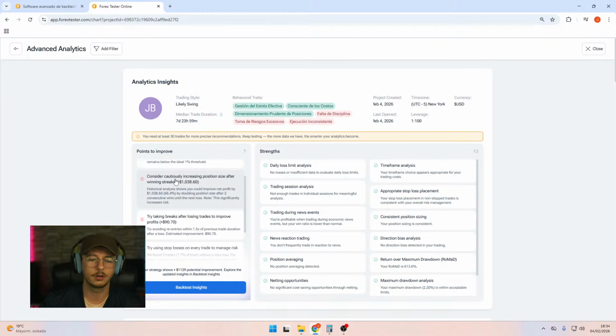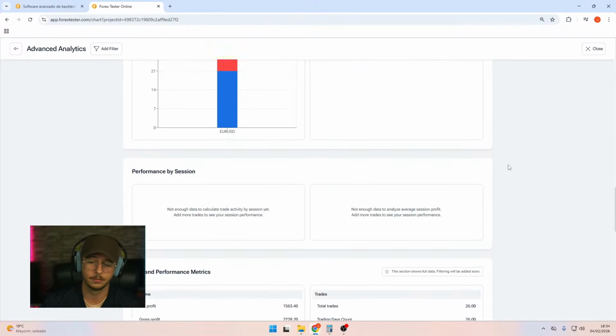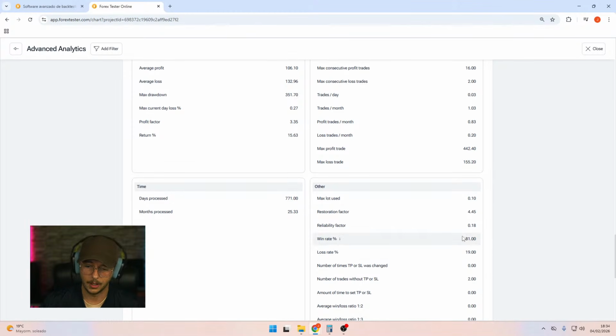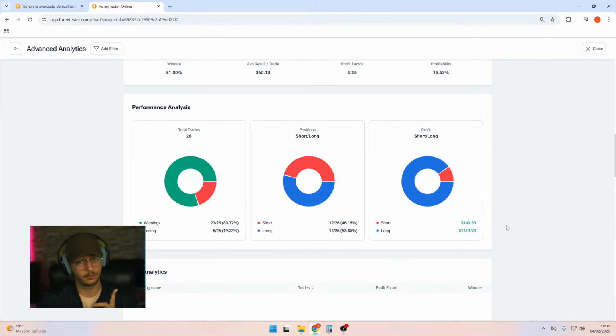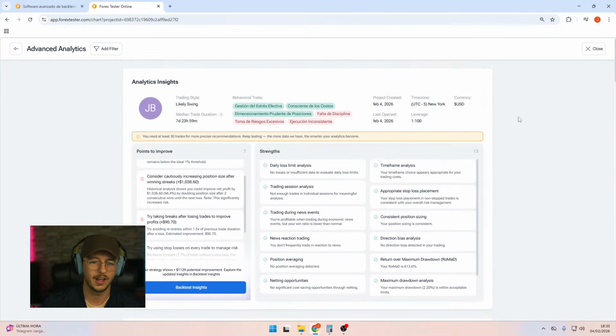And we can see, consider cautiously increasing the position size after winning streaks. That makes sense because we have an 81% win rate. So that means basically I'm winning a lot of streaks of trades. So maybe I can improve the profit that way. But here comes the thing. If I'm not using the stop loss, at some point that is going to come against me. So basically, if I use this, I need to use a stop loss. And this is where the exit optimizer can actually kick in.